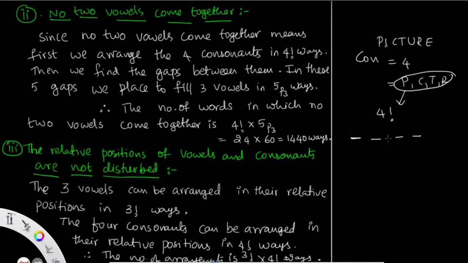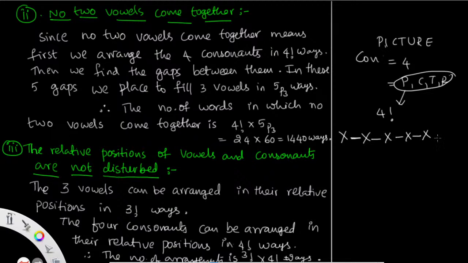So how many places are we getting? 1, 2, 3, 4, 5. Because no two vowels should come together, you have to place them in between the consonants. That is why we have to find the gaps in between them.